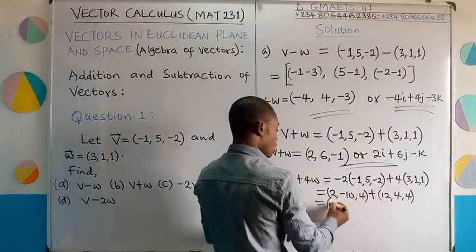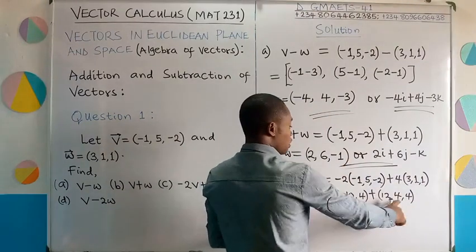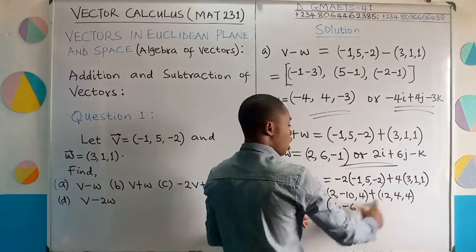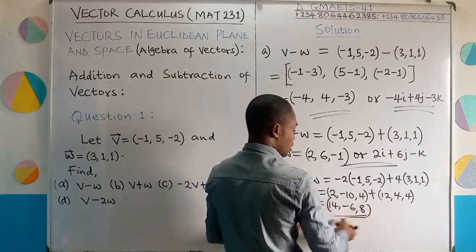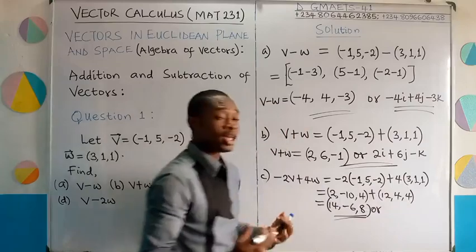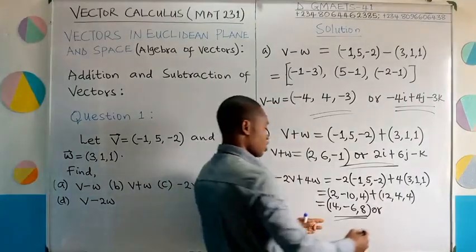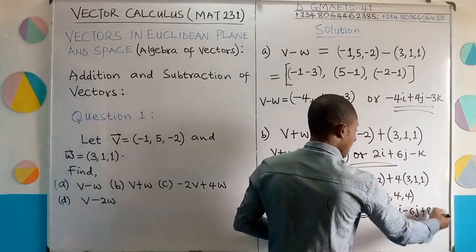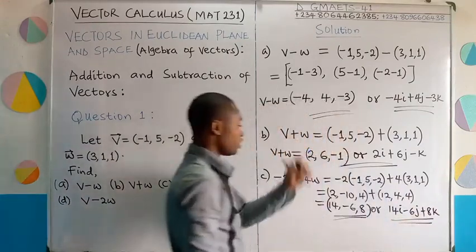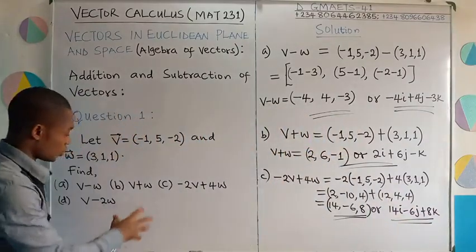2 plus 12 will give us 14, minus 10 plus 4 will give us minus 6, 4 plus 4 will give us 8. So this is our answer, or in terms of the specific unit vectors, this is going to give us 14i minus 6j plus 8k. So any one of these is the answer to the C part.